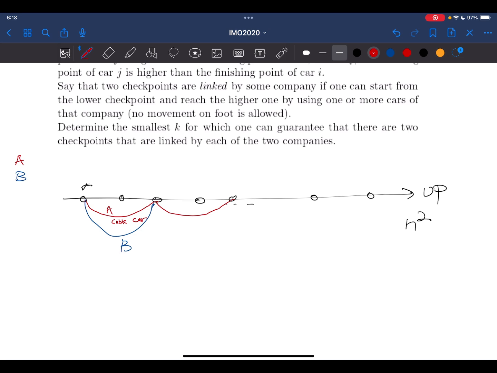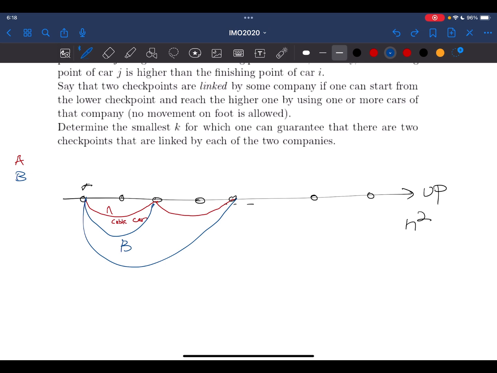And the same rules that apply to company A also apply to company B. So, for example, I cannot have this. I cannot have something like this again, or I can't have this cable car here because there is a problem here, right?